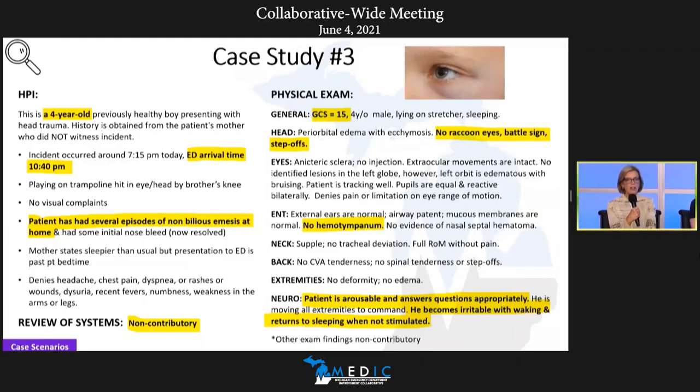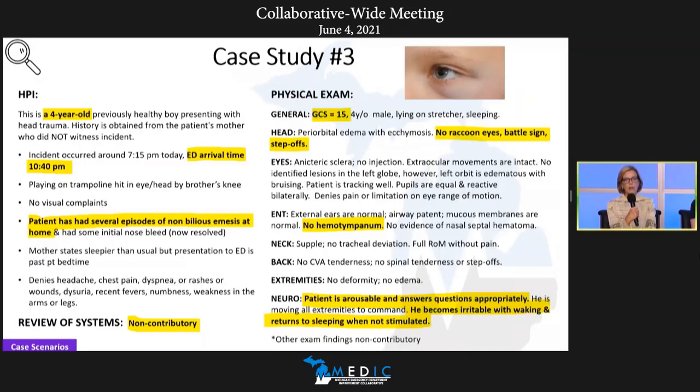Now, the incident was beyond the child's bedtime. Otherwise, the history from the parent revealed nothing particular. The child wasn't complaining of a headache or any other complaints, and no visual problems. Otherwise, his review of systems was non-contributory. On examination, the child had a documented GCS of 15. The child was lying on the stretcher and was sleeping initially. And we have a little picture there to give you some context of what we're looking at.